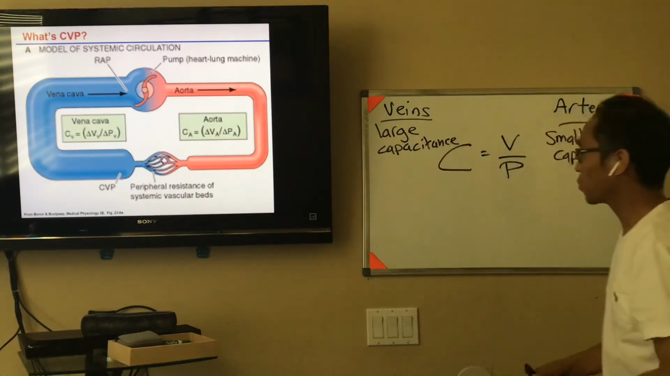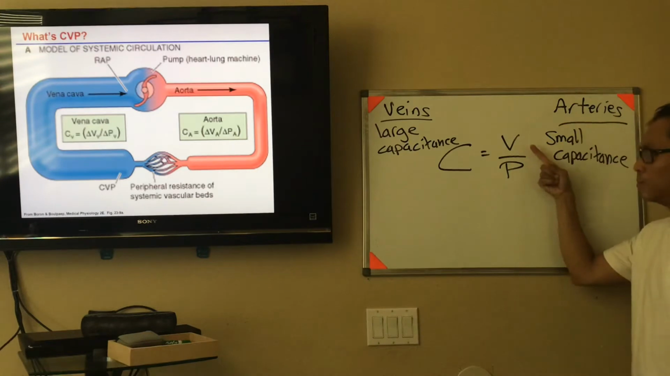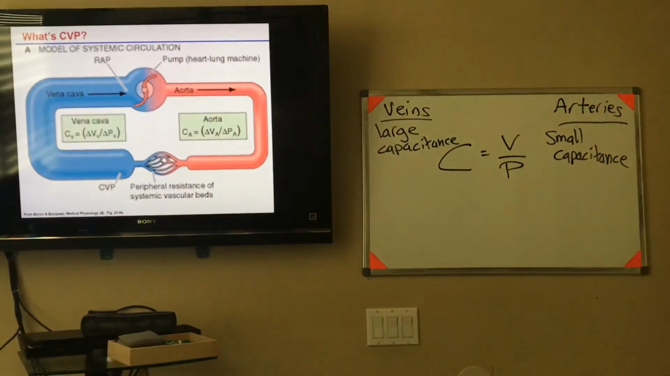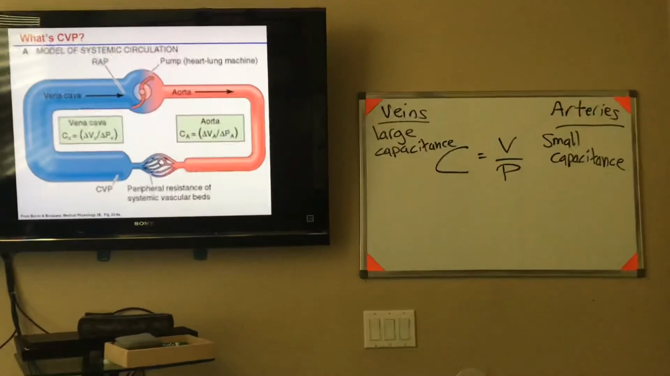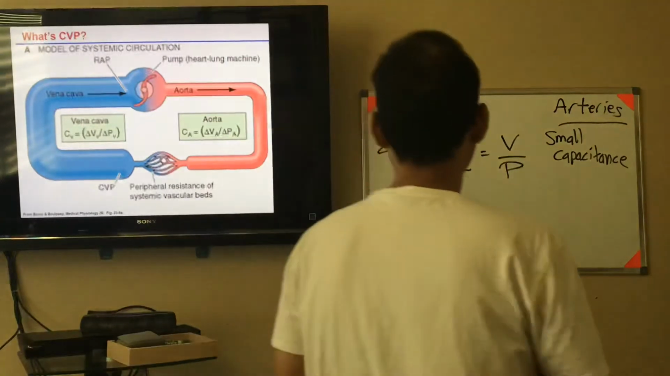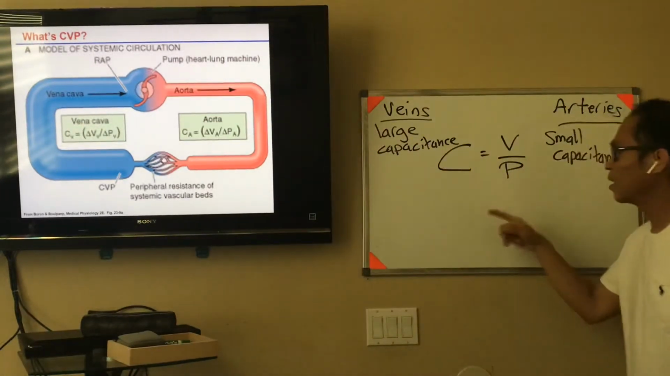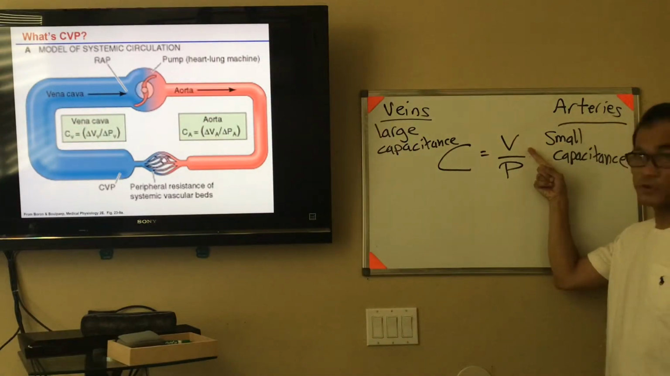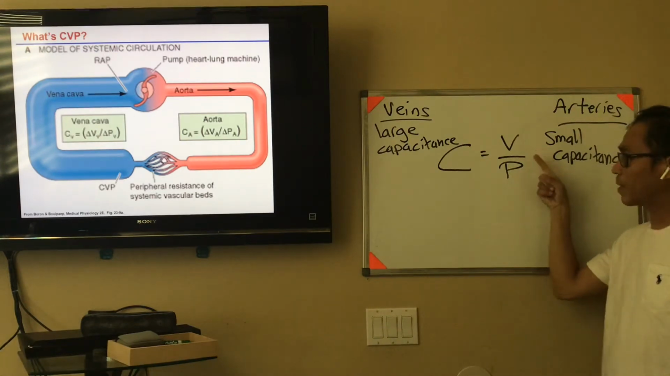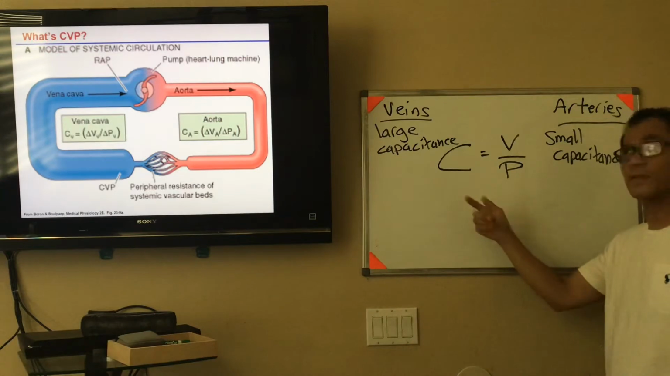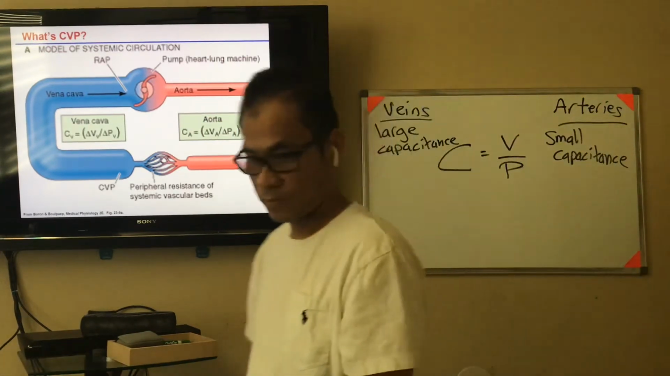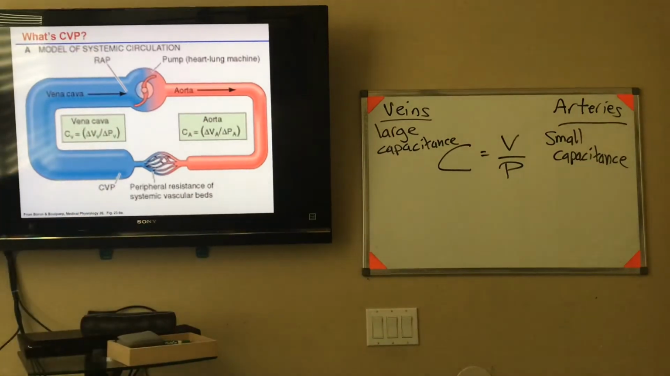Veins are large capacitance, big number C. They hold large volumes, large number, but we observe low pressures in veins. When you divide a large number by a small number, you get a large number. So that's the relationship. That's what CVP is. Okay, moving on.